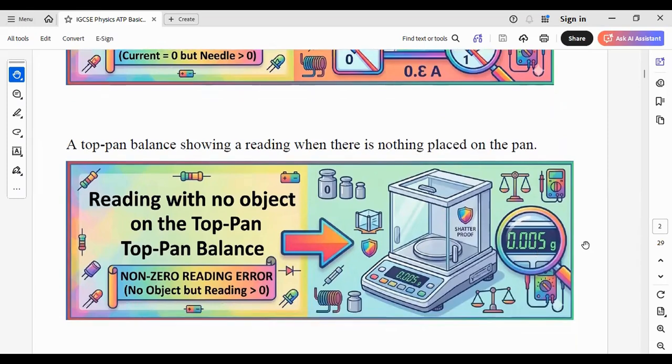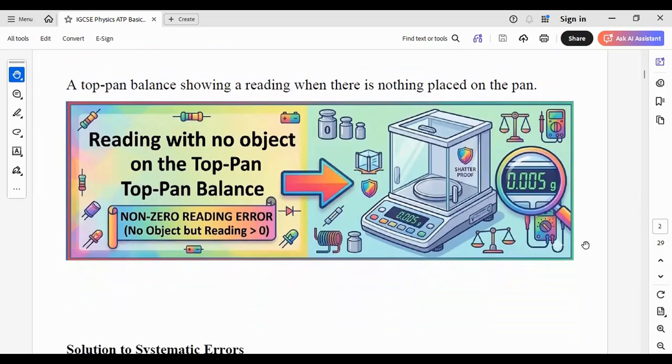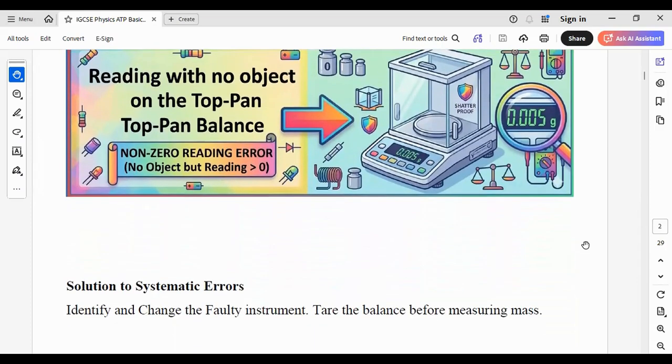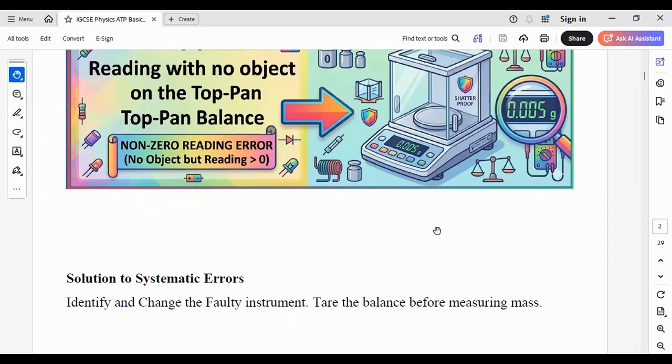So how can you overcome this error? For that kind of instrument, we can correct it by making it zero or pressing the tare button. In any other kind of experiment that we have discussed in the examples above, identify and change the faulty apparatus. But if the thermometer is digital or the top pan balance is digital, you can just press the tare button and make it zero before placing the instrument or the object on it.